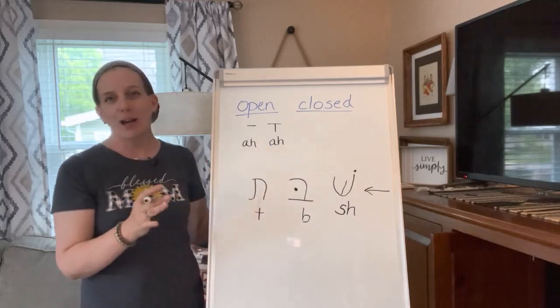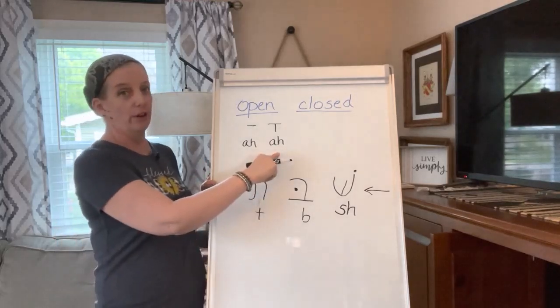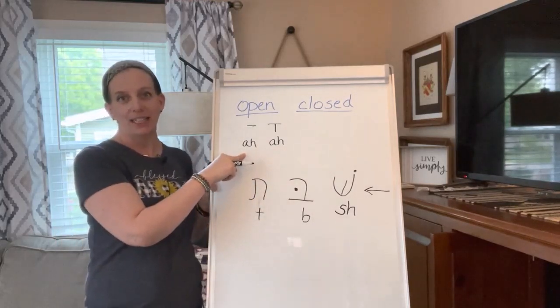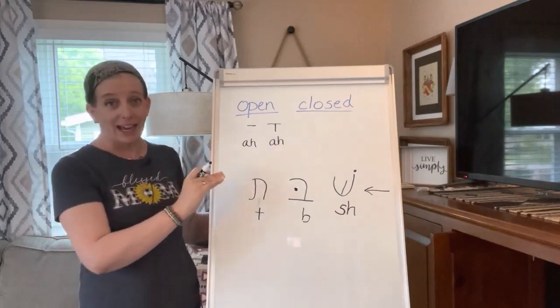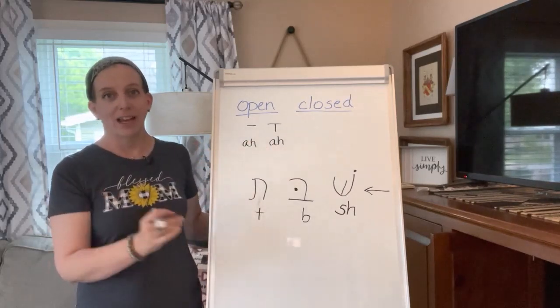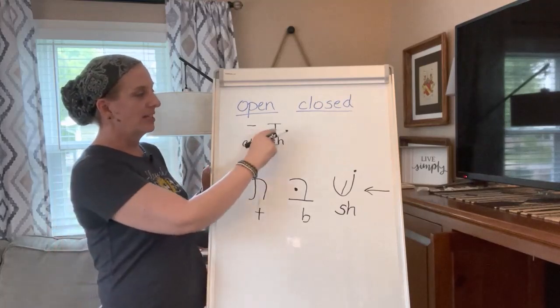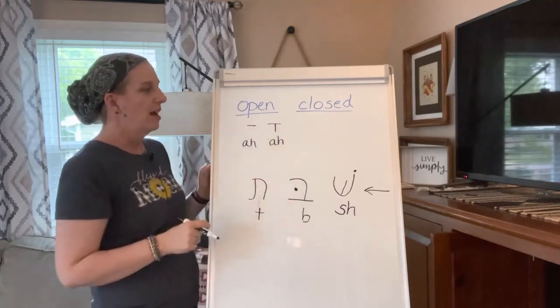So if you really want to think of it, this one could also be like Father, and this one could be like dot. If you would like, you can say them both ah, and that will make it easier on you. So the T and the sort of looking like a T both say ah.